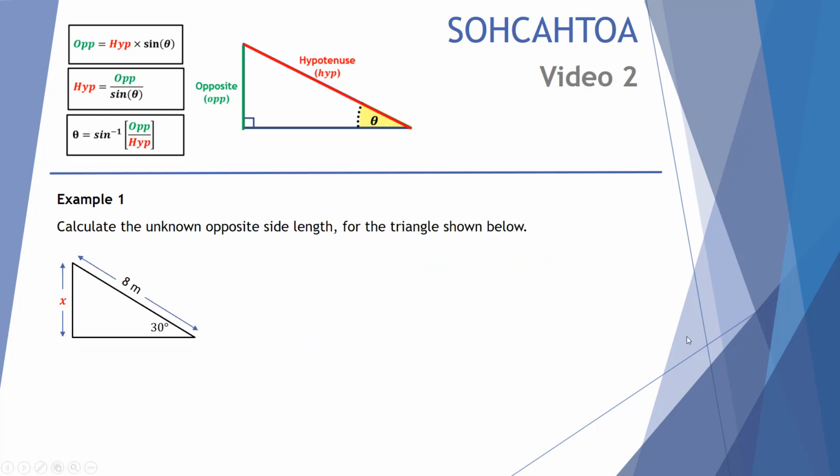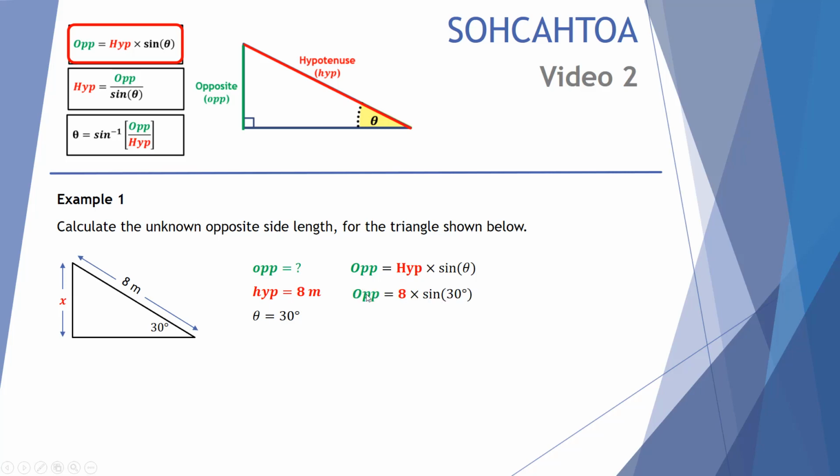Number one, calculate the unknown opposite side length for the triangle shown below. We know the opposite side length is the unknown. The hypotenuse is a known 8 meters and the angle we have theta is 30 degrees. So at this point we've got 1, 2, 3 equations to use. We're after the opposite, so let's choose the equation with the opposite on the left hand side. So the chosen equation is opposite equals hypotenuse times the sine of theta.